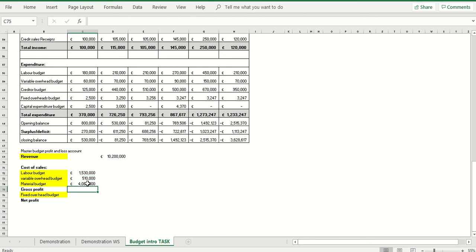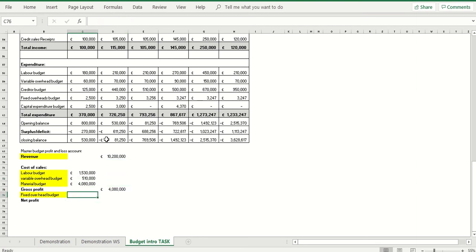So what we can then do is calculate our gross profit, and that is simply calculated by saying our income minus our labor, our variable overhead, and our materials, and that will give us £480,000.